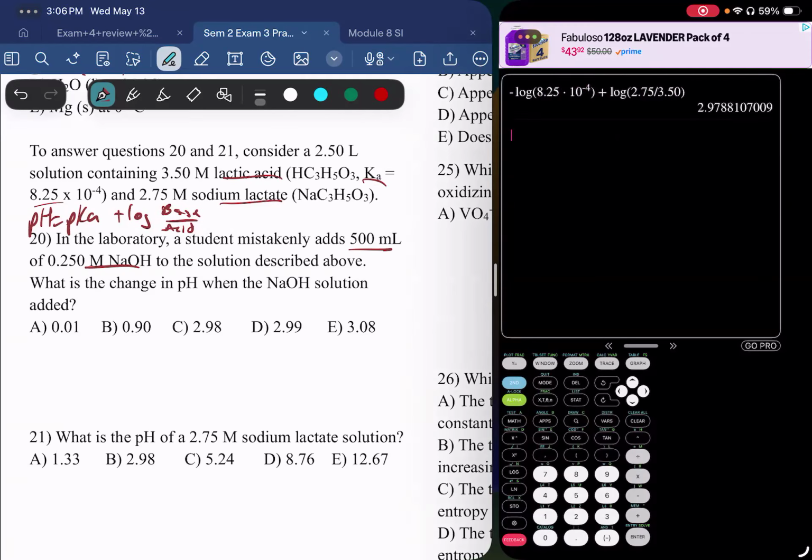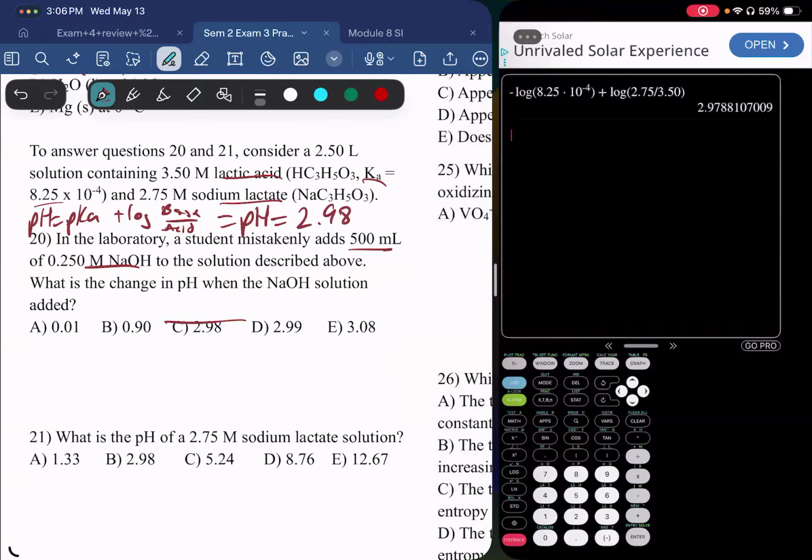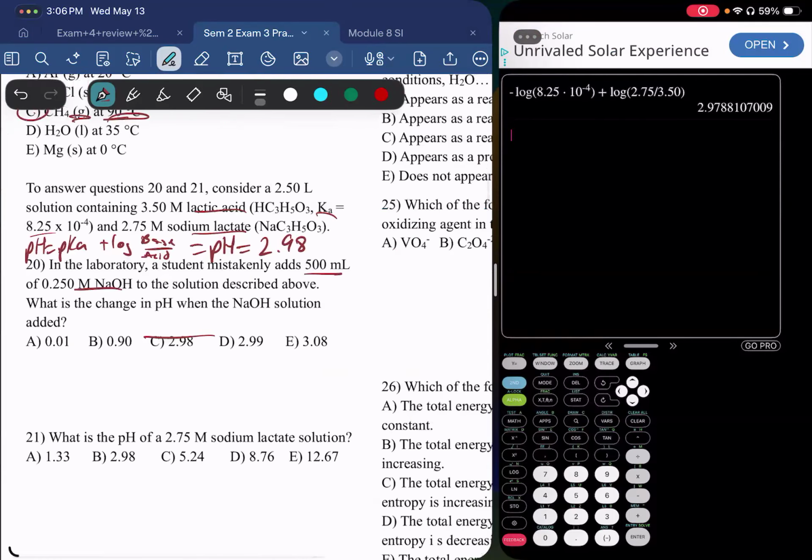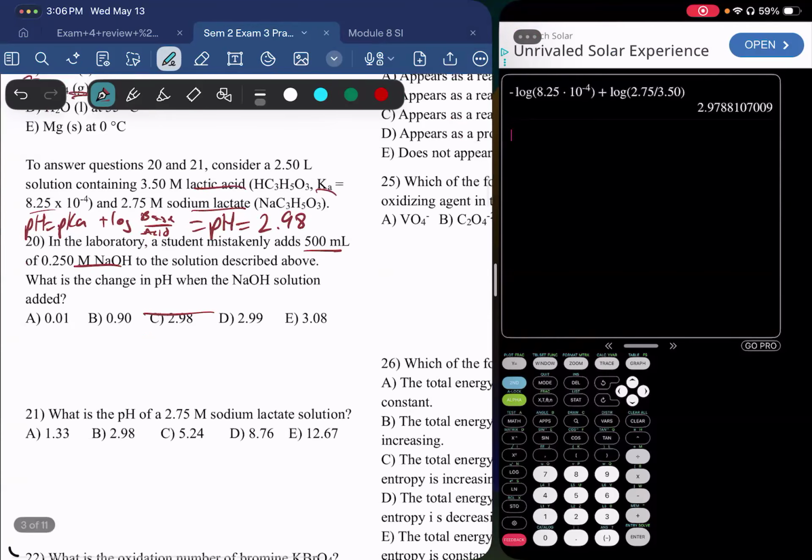And so here we have an answer choice. That's choice C. Or sorry, that's not choice C. What am I saying? That's the pH of the buffer, right? So 2.98. So C is not the answer. And now we added a bunch of base. Here is where you need to make sure you understand how the reaction works. If you're adding a strong base, it's going to react with the weak acid, and it's going to form the conjugate base plus water.